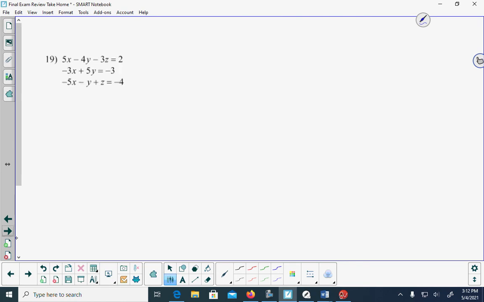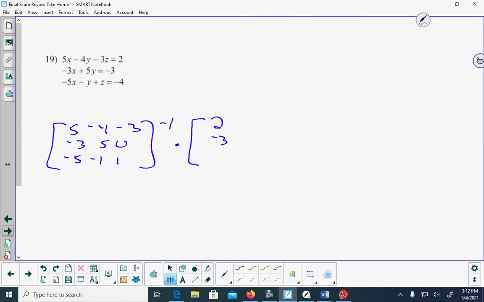3 by 3, again, calculator all day long. So let's do the inverse for this one. So 5, -4, -3, -3, 5, x, y, there's no z. And so -5, -1, 1. I'm going to raise that to the -1 power on my calculator and multiply it by my answers. And if I'm having a good day, I am going to get 1, 0, 1 on my calculator. So my x is 1, my y is 0, my z is 1.